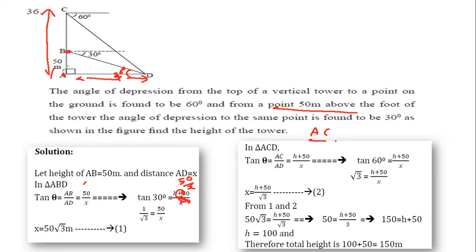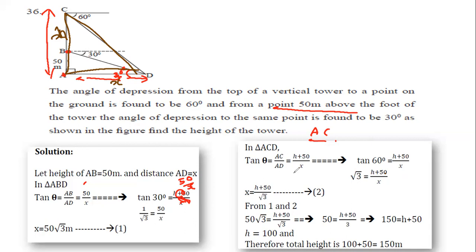Similarly, now let us take triangle ACD. Here BC is H, so AC is divided into AB plus CB, 50 plus H. I already took X, so here I took H. So 50 plus H divided by AD, which is X. Tan 60 degrees is root 3, which is equal to H plus 50 divided by X. Cross multiply, you will get X is equal to H plus 50 divided by root 3. Call this equation 2.